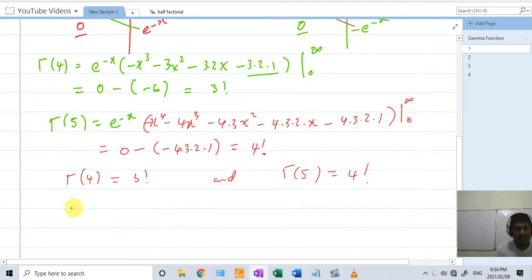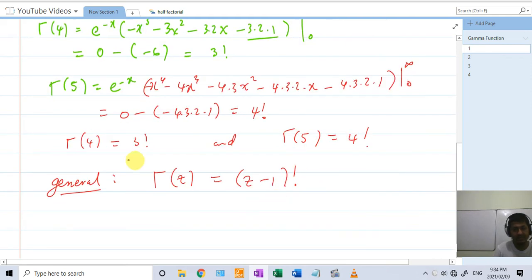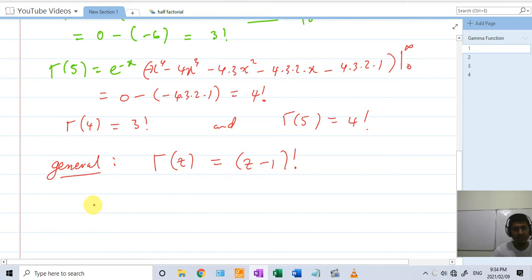So in general, what we can say is that gamma z is equal to z minus 1 factorial, which is 1 less. It's kind of like number patterns. So you have gamma 4, which is 3 factorial, and gamma 5, which is 4 factorial. So how about proving it for a general case? What if you had to go and say what is gamma z plus 1?